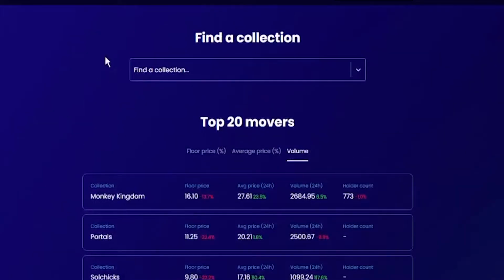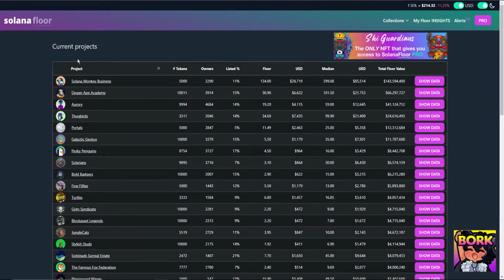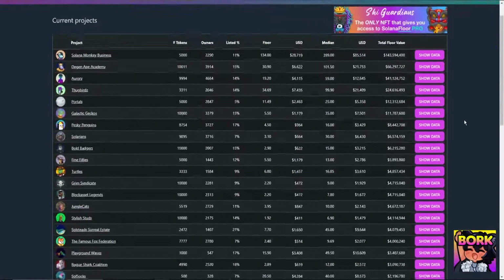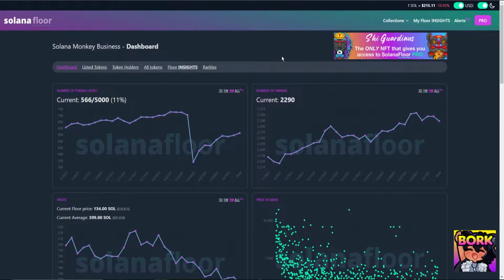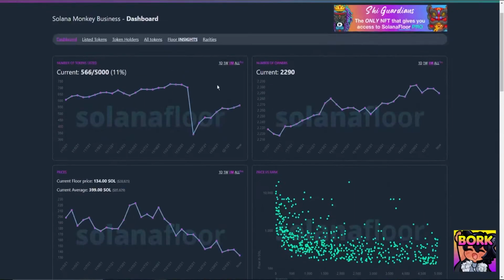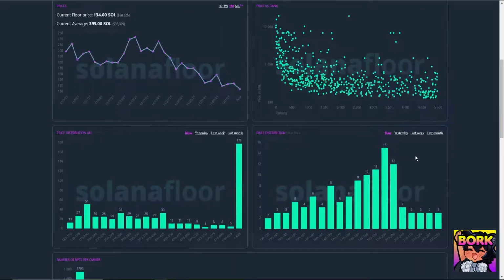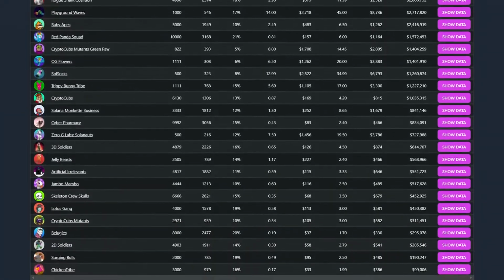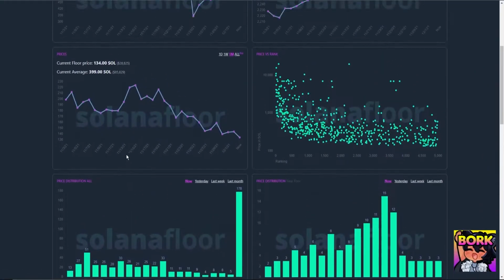After you look at some of the volume on the top projects, I like to look at Solana Floor. By the way, they're going to be releasing their Pro Edition with the She Guardians. I recommend looking into that. I'm one of the admins on their Discord, and it's going to provide you even more metrics on supply, like the number of owners and the number of tokens listed. You'll be able to see all of the volume. I think it's so important to understand the supply of different NFTs, so you can tell whether something is either one, being manipulated, or two, has long-term health.